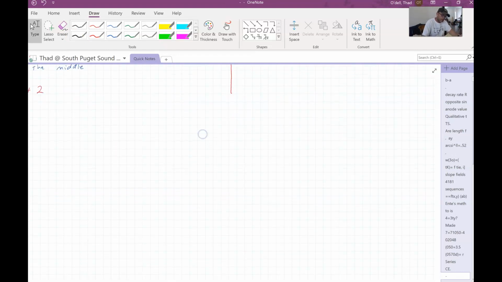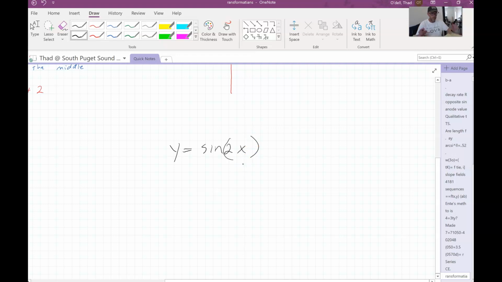The next thing I want to talk about is period and frequency. So y equals sine 2x. Obviously that's going to do something. Remember, on the inside when I multiply, that stretches things horizontally. And also remember from pre-cal 1, if we multiply on the inside, there's a reciprocal effect. So if I multiply by 2, it's not going to make it twice as long. It's going to make it half as long because of that reciprocal effect.